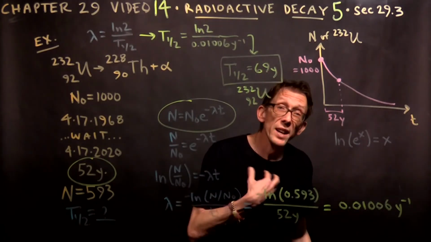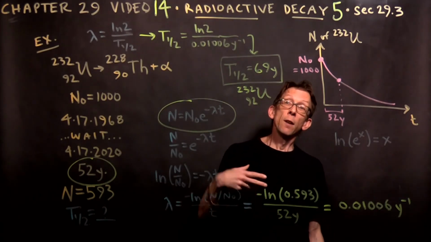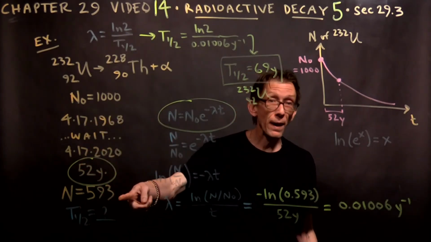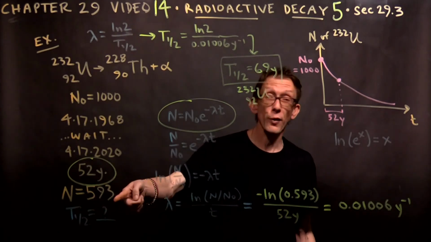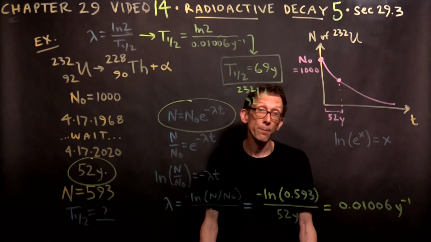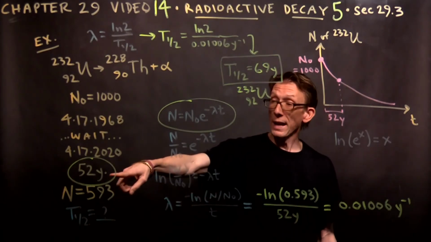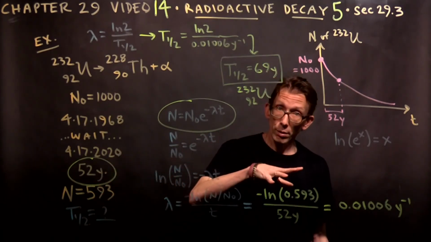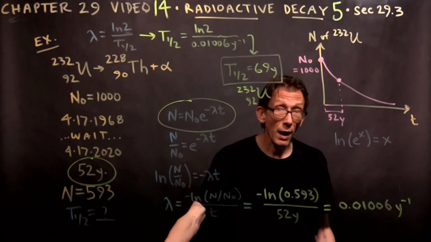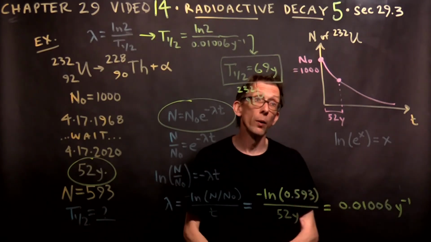So by the time I'm 69 years old, which is, I guess, 17 years from now, we'll be down to 500 uranium nuclei left, not 593. Over the next 17 years, we'll lose 93 more of them, and it'll be down to half the original value, because that's what the half-life means. If we started with 1,000, after one half-life we'll be at 500, after two half-lives 250, after three half-lives 125, and so forth.